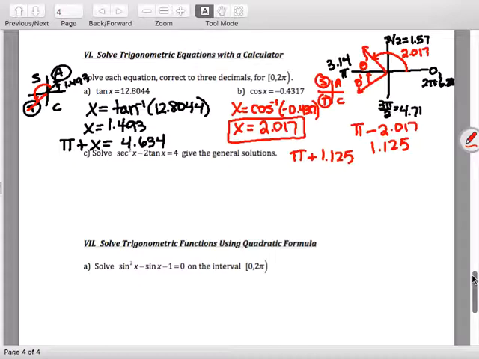So when I did this, I got about 3.142. Did I get that right? No. Is it 4? I think maybe I mistyped that. Hold on. So I said pi plus 1.125.